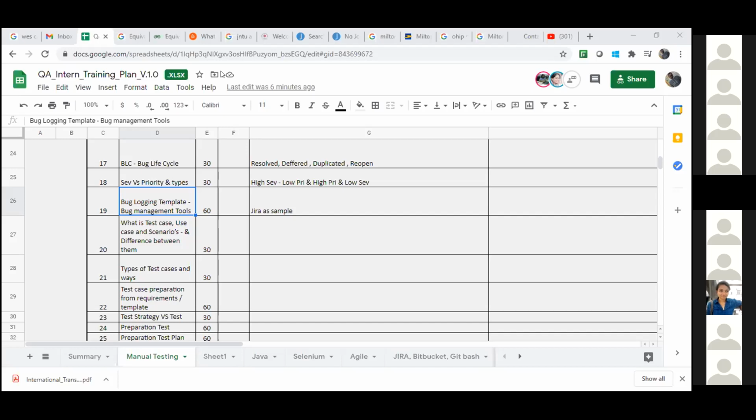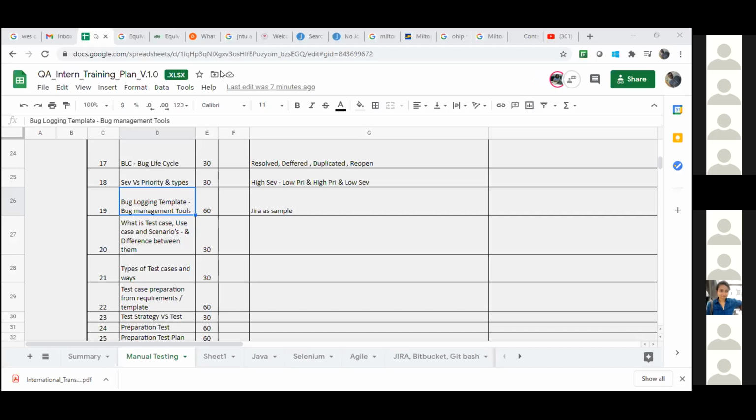What we need to do here is write a template: steps to reproduce, what is the bug name, what is the bug description, what are the steps to reproduce it, in which environment I got it, which browser and which browser version I got it in. Are there any screenshots? Are there any videos? All those things we will be attaching into Jira.